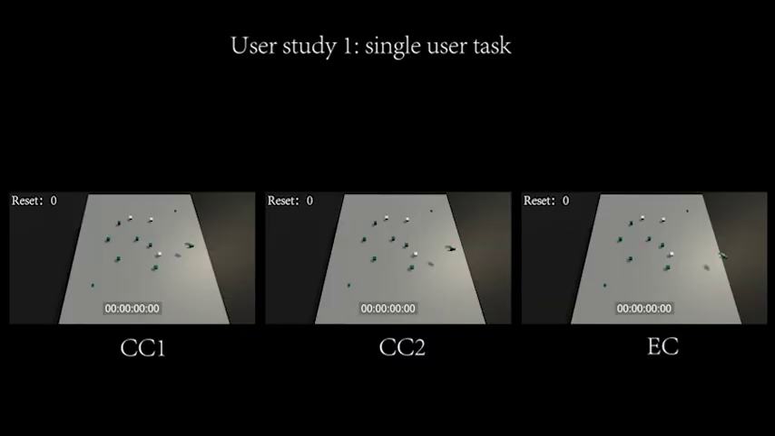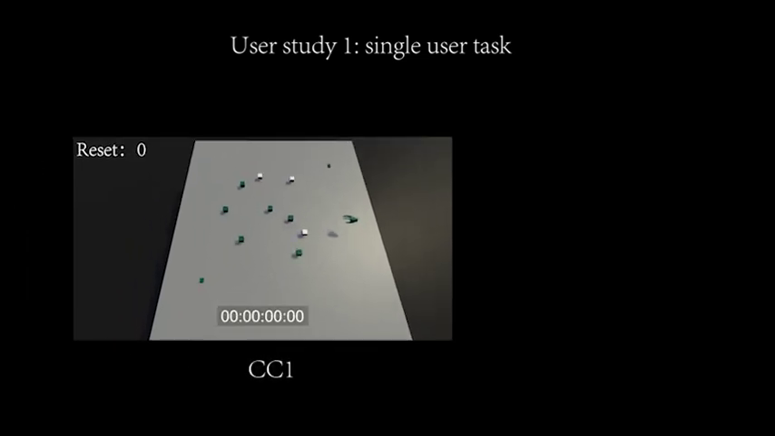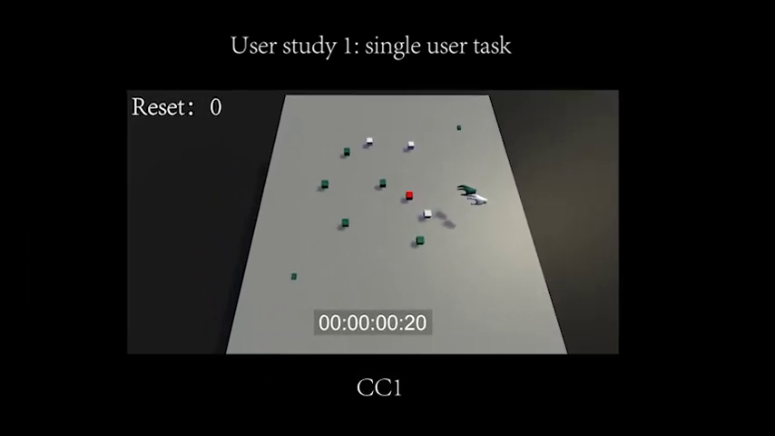We designed 2 user studies to evaluate the performance of our method. The first one is with a single user. We compare our method with 2 state-of-the-art methods. With the CC1 method, when selecting objects, the physical prop that is nearest to the selected virtual object will be selected. When placing objects, CC1 maintains the relative positions between physical props and virtual objects without considering the distribution of other virtual objects.